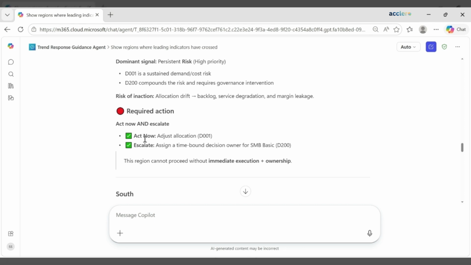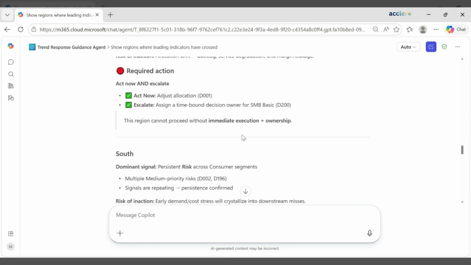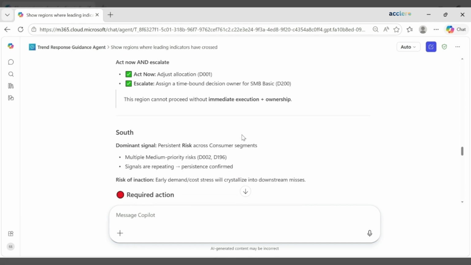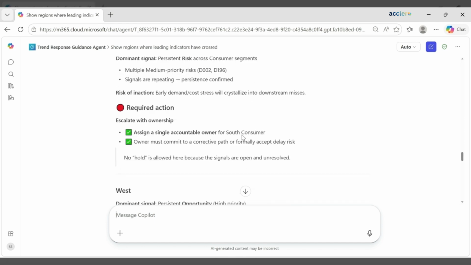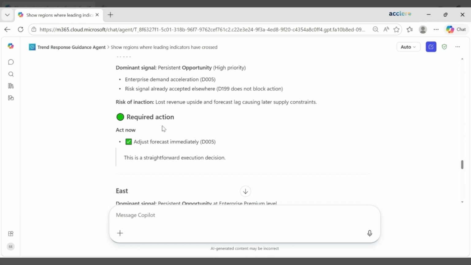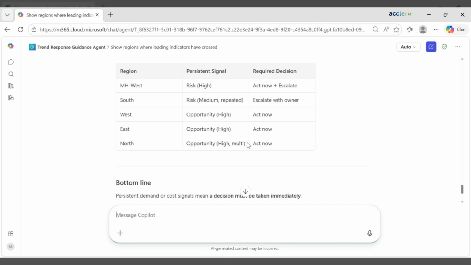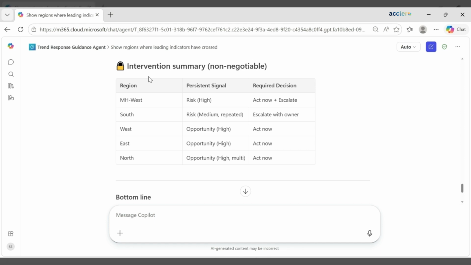It gives the escalation: act now, address allocation, and escalate by assigning a time-bound decision owner. This will prevent missed demand and avoid reactive corrections. Similarly, for West, it is a persistent opportunity with high priority, and the required action is act now with adjust forecast immediately. Here is a summary table showing the persistent signal and the required decision.